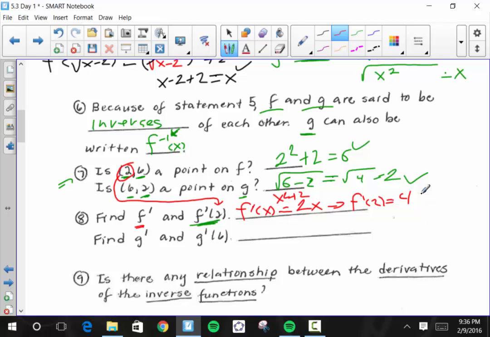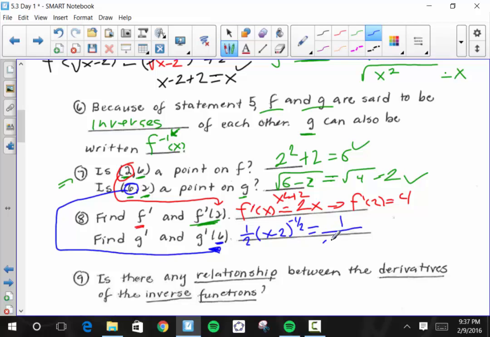Let's see what's going on with this g. It says find g prime, and then later find g prime of 6. Oh, notice that there's a 6 here. That's interesting. Wonder why that is. Let's find it. G is a little bit tougher. The derivative of g is, I think if I remember correctly, 1/2 times x minus 2 to the negative 1/2, times the derivative of the inside, but the derivative of the inside is just 1. So this actually simplifies to 1 over 2 square root of x minus 2.